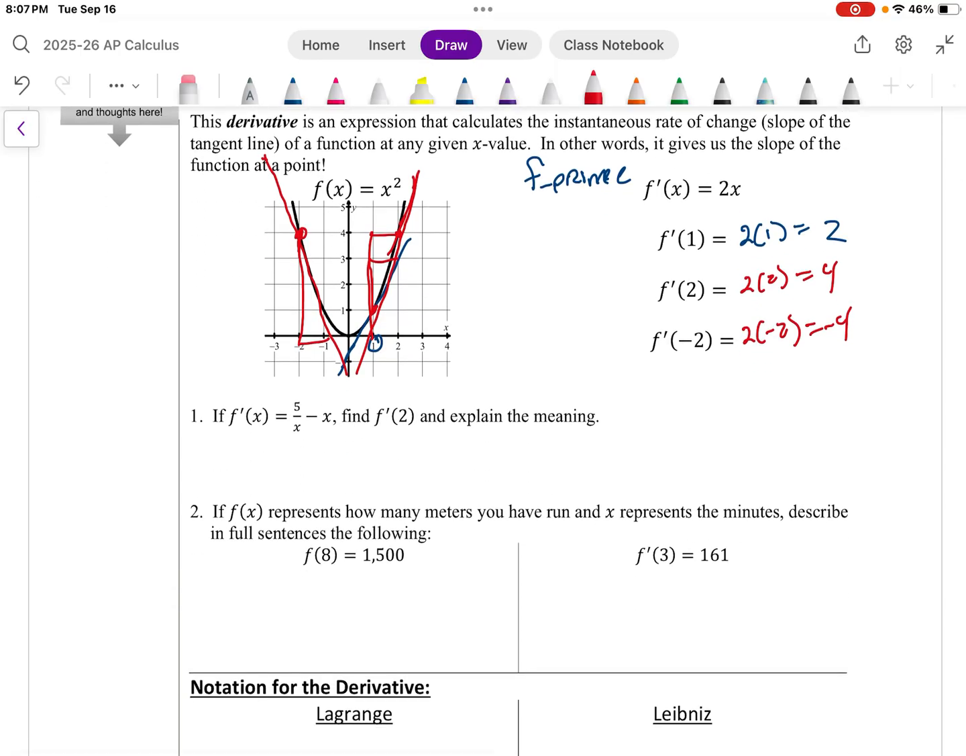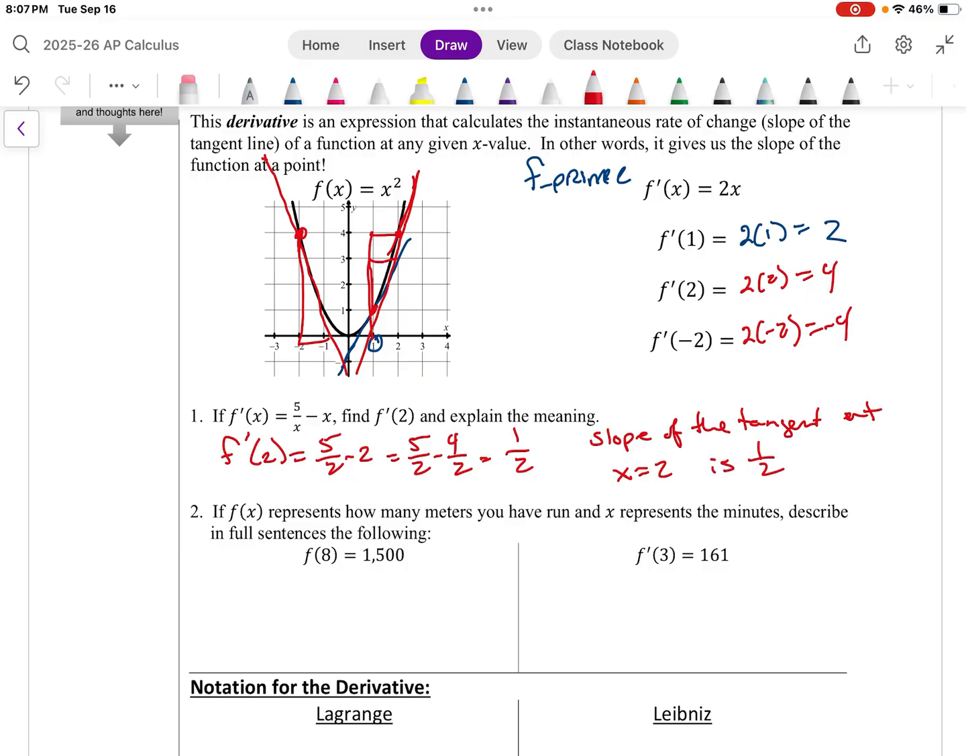So in problem 1, it says if f prime of x is equal to 5 over x minus x. Again, we don't care about what the original function was. They ask us to find what f prime of 2 is and then explain its meaning. Calculation-wise is pretty simple. We're just plugging it in and being careful: 5 over 2 minus 2. That's 5 over 2 minus 4 over 2, if I get common denominators, which is equal to 1/2. So the slope of the tangent line at x equals 2 is 1/2.